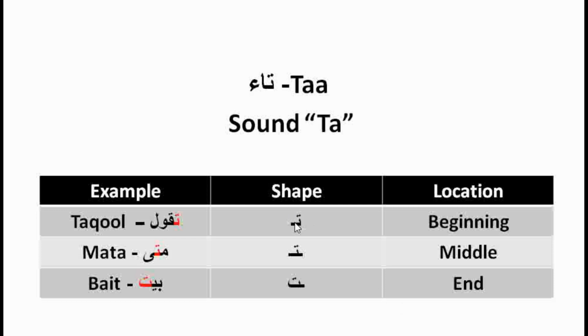So this is how it looks when it comes at the beginning. An example is the word taqul, which means you say. In the middle of the word it looks like this. An example is the word mata, which means when. At the end it looks this way. An example is the word bait, which means house.